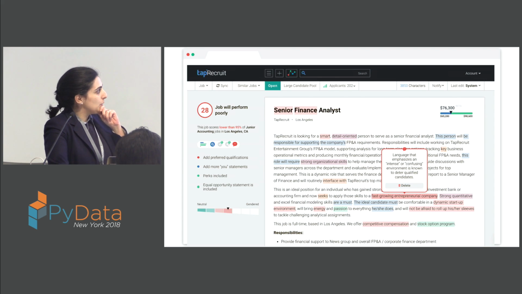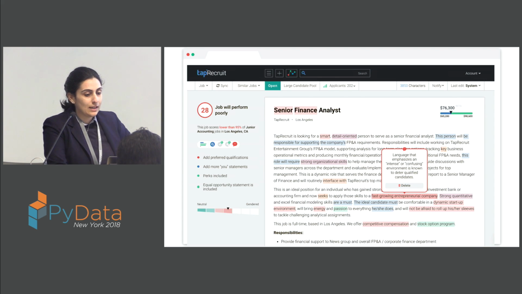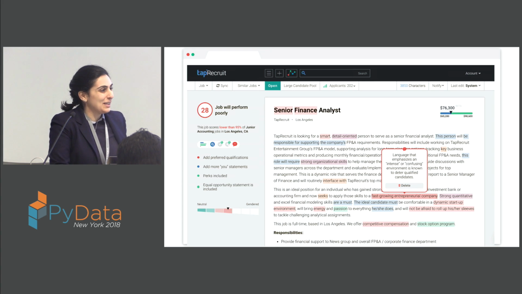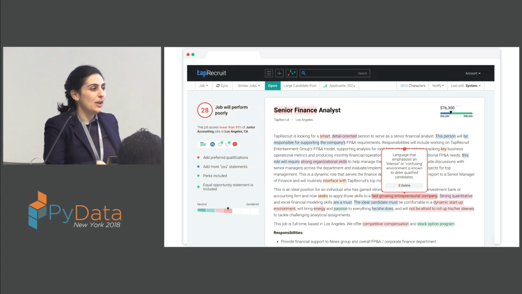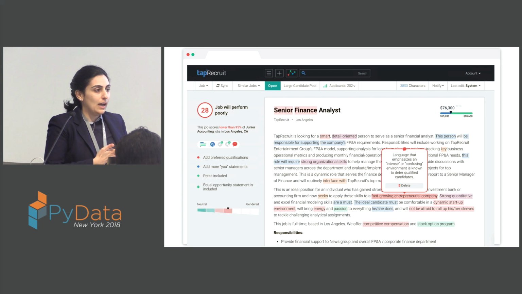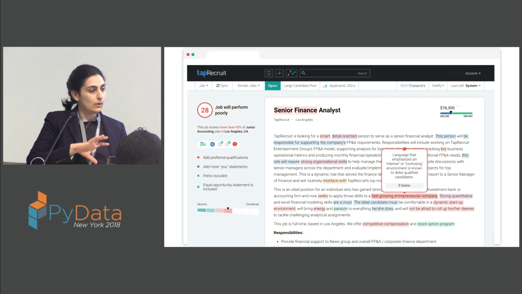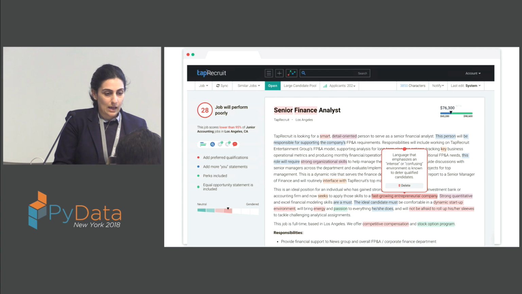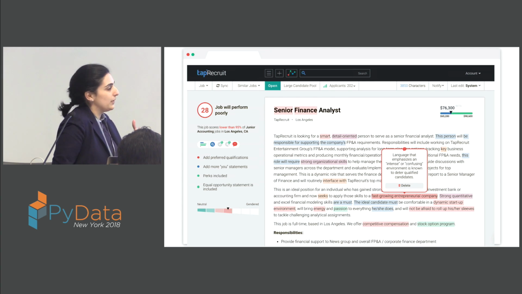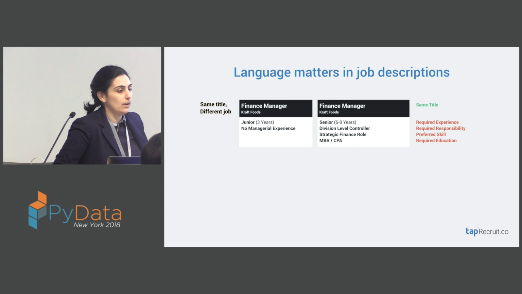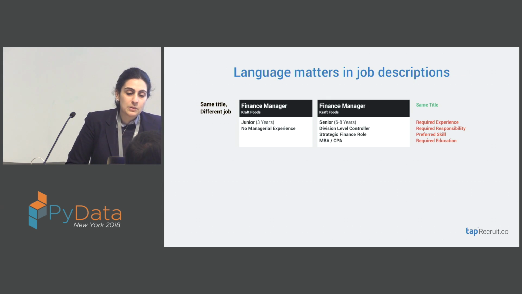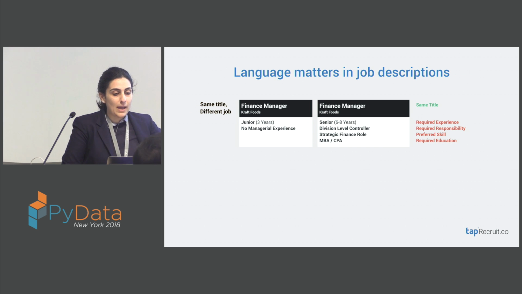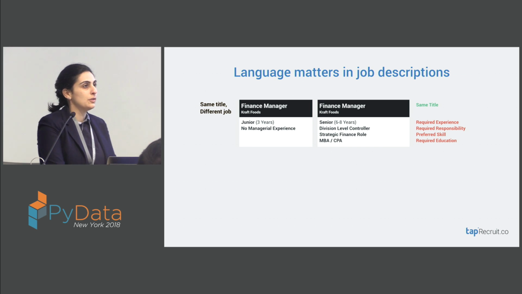This is what our editor looks like. You can see that we have a lot of language that goes into this. There are suggestions, and on one hand it's language, on the other side it's about talking about the skills. You can see, for example, the number of applications, and we track things like that. So language matters a lot in job descriptions.